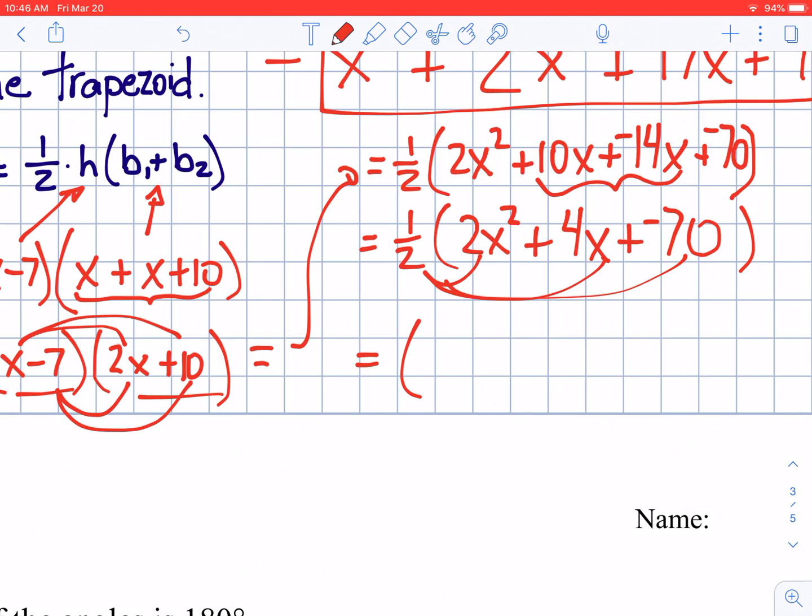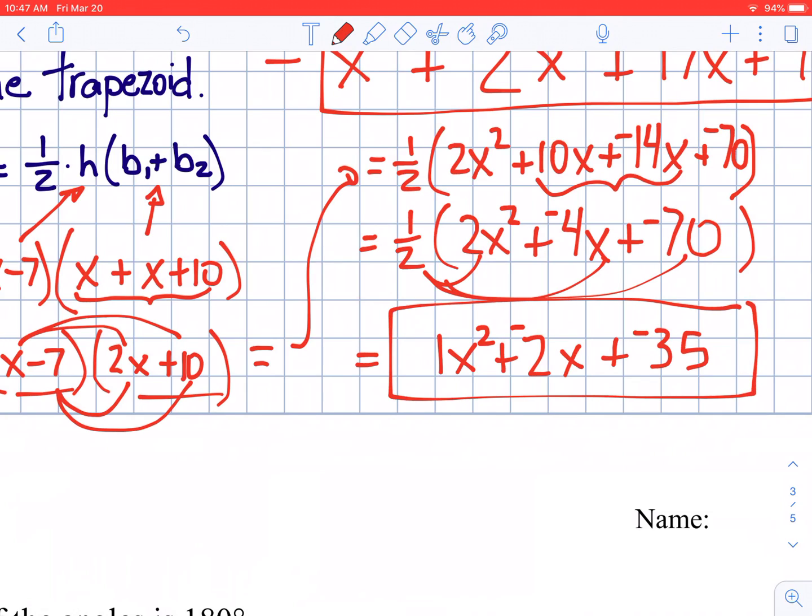2x squared becomes 1x squared. The negative 4x becomes negative 2x. Forgot a negative sign there. Phew. And then the negative 70 becomes negative 35. All right. I guess I don't need the parentheses here on the end. There is my answer. I forgot my exponent on the front here. Wow, lots of little things I'm forgetting as I go through and do those problems. You can see how easy it is to make mistakes. All right, there's the answer, x squared plus negative 2x plus negative 35.